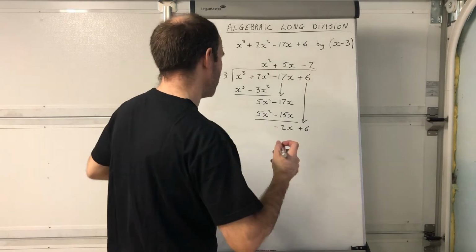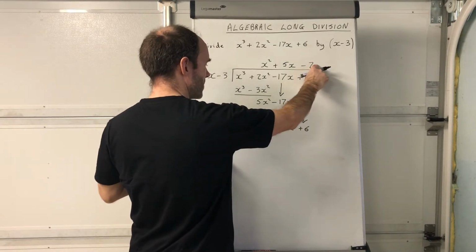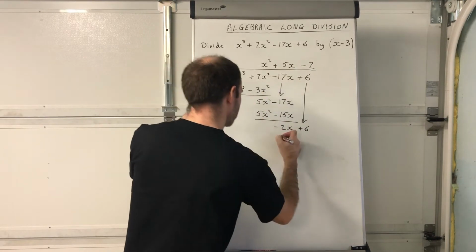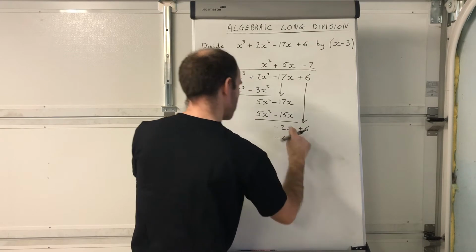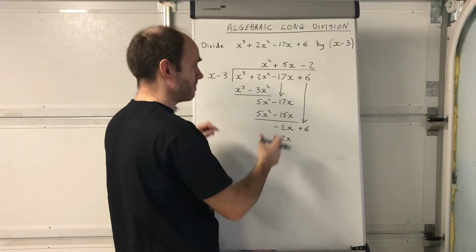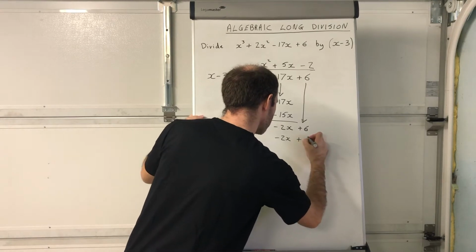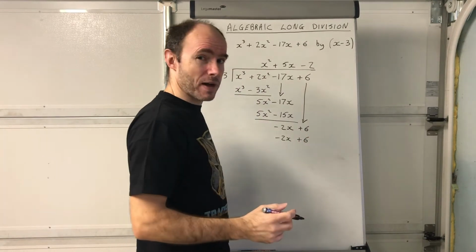Okay, so we've got the negative 2 there. Remember, the next thing is to do negative 2 times x minus 3, so that's going to be negative 2x. Remember, those two should always be the same, otherwise you've messed it up, and negative 2 times negative 3 is positive 6.